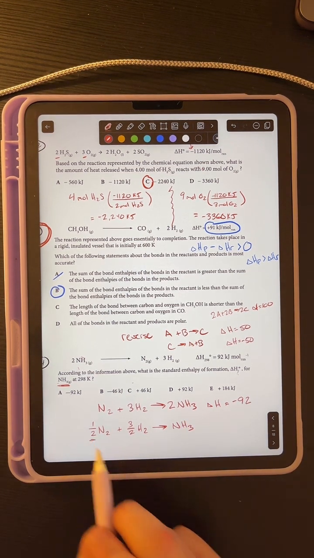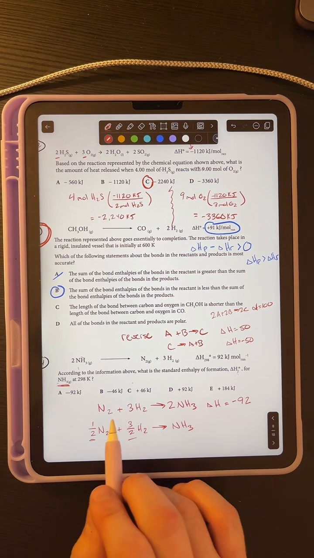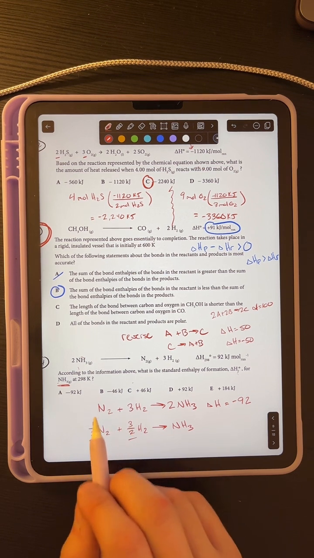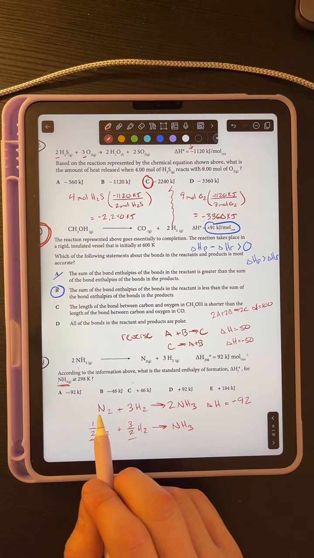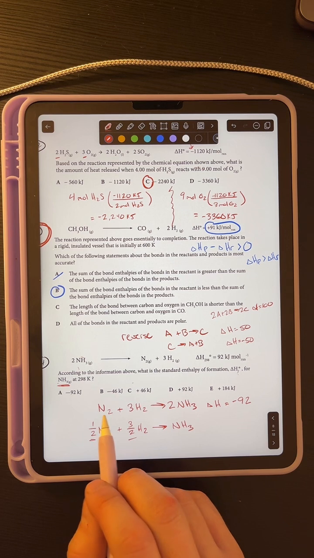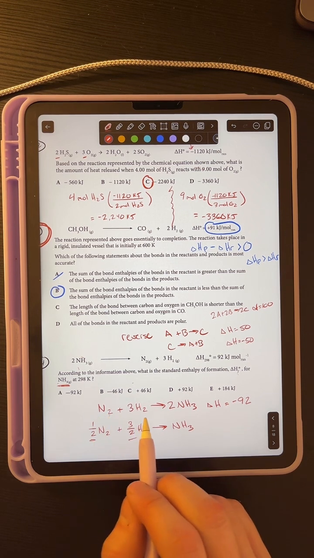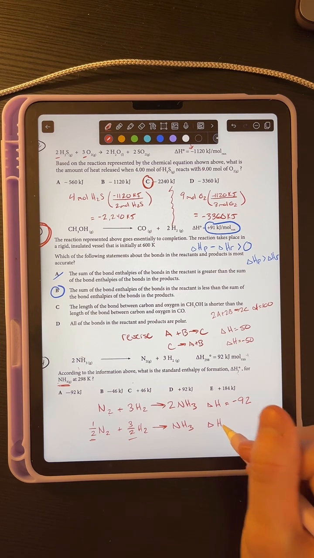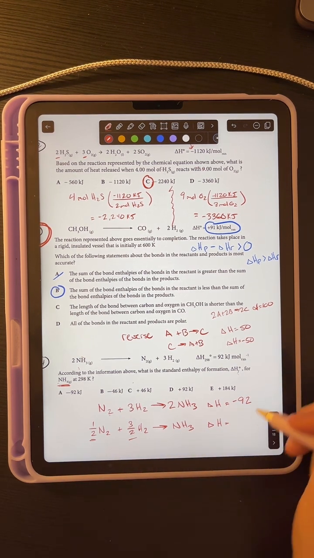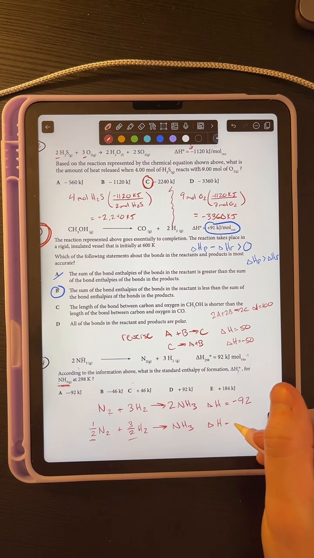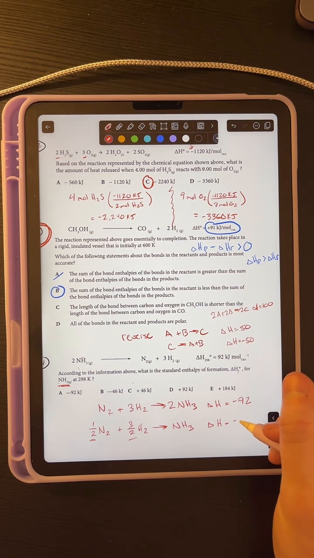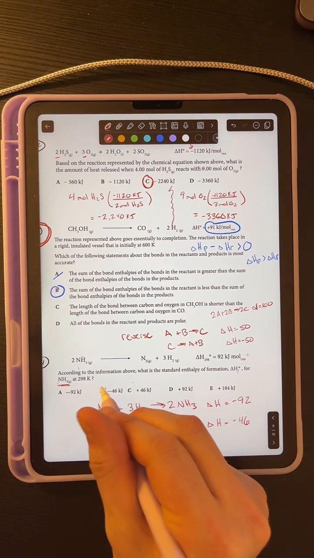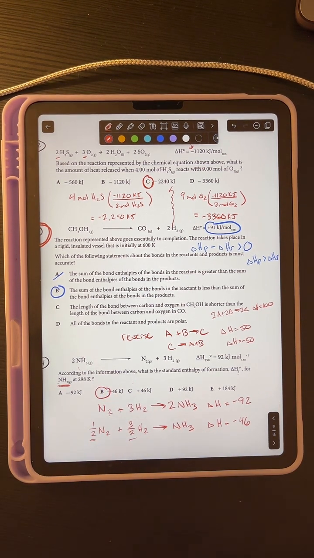And the reason why we can have halves out here, we can have fractions, is because they're diatomic molecules. They only exist as diatomics, meaning they exist in pairs with each other. N2 is just 2 nitrogens and H2 is just 2 hydrogens. And because we divided out everything by 2, we're going to divide our new delta H value by 2, giving us a value that is equal to negative 46 kilojoules, which is choice B.